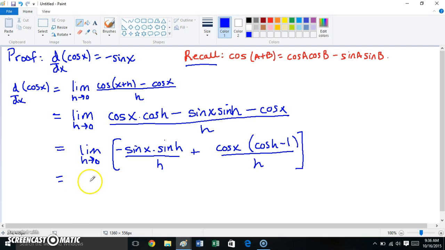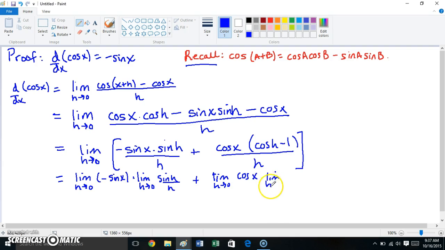We're going to take the limit of each of these fractions as h goes to 0. And I'm going to break that up into the limit of the product into the product of the limits. Oh, let me rewrite that.